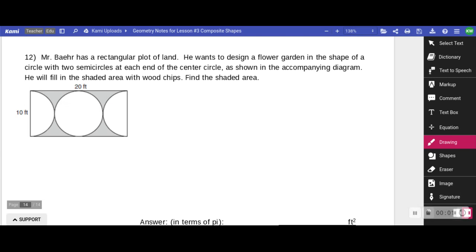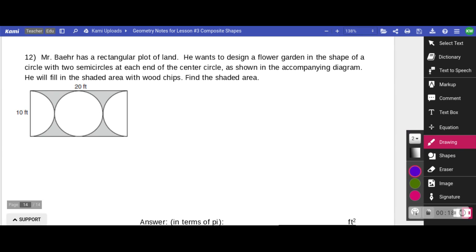Okay, this is the last page of the notes. So the problem reads, Mr. Bear has a rectangular plot of land. He wants to design a flower garden in the shape of a circle with two semicircles at each end of the center circle as shown in the accompanying diagram. He will fill in the shaded area with wood chips.